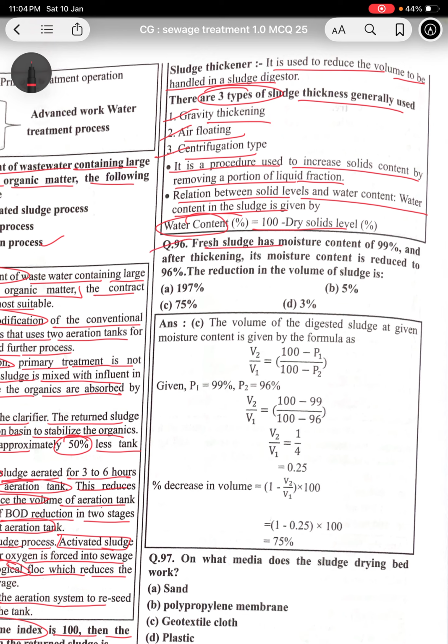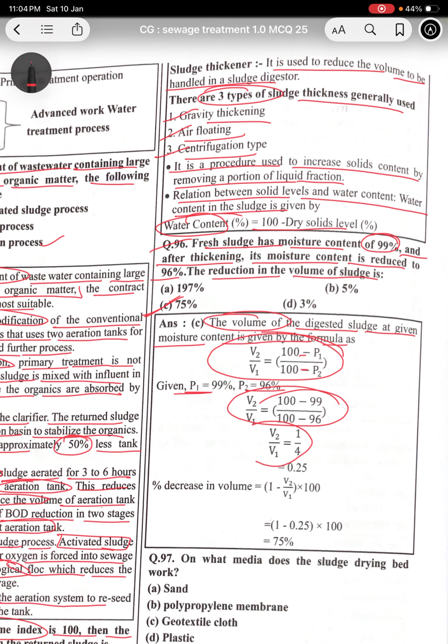Next question. Fresh sludge has a moisture content of 90%, and after thickening its moisture content is reduced to 96%. The reduction in the volume of sludge is 75%. The volume of the digested sludge at a given moisture content is given by the formula V1 divided by V2 equals 100 minus P1 divided by 100 minus P2, where P1 and P2 are the moisture contents. Put in the values, we will get this, and the percentage of decrease in volume like this.